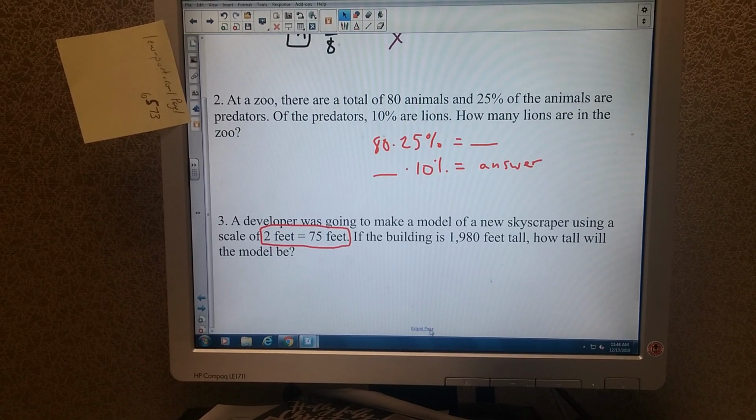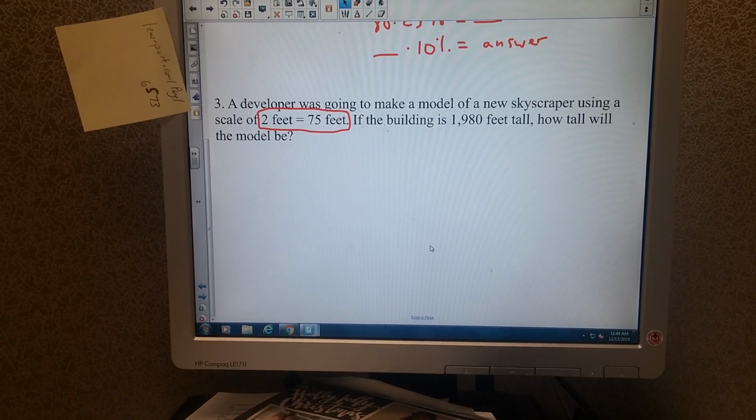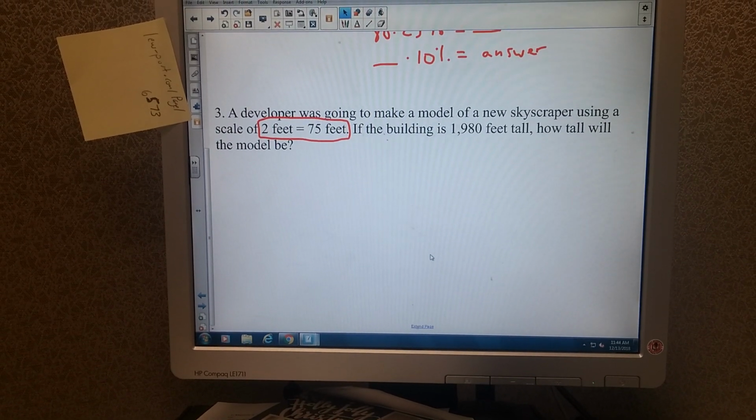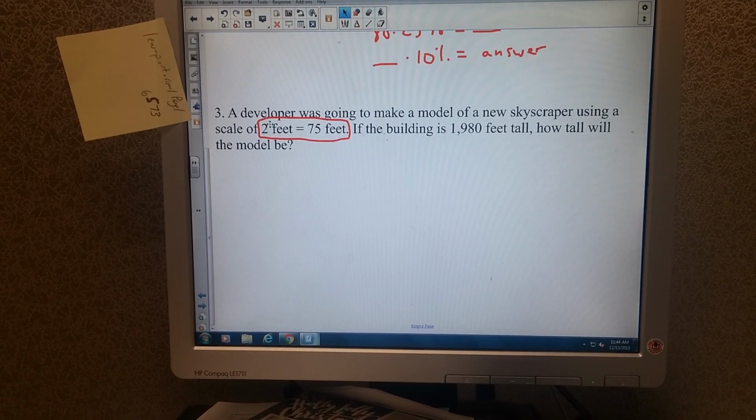The last one, a developer is going to make a model of a new skyscraper using a scale of 2 feet equals 75 feet. The building is 1,980 feet tall. How tall will the model be? So this is a little bit trickier because the ticket is feet and feet.